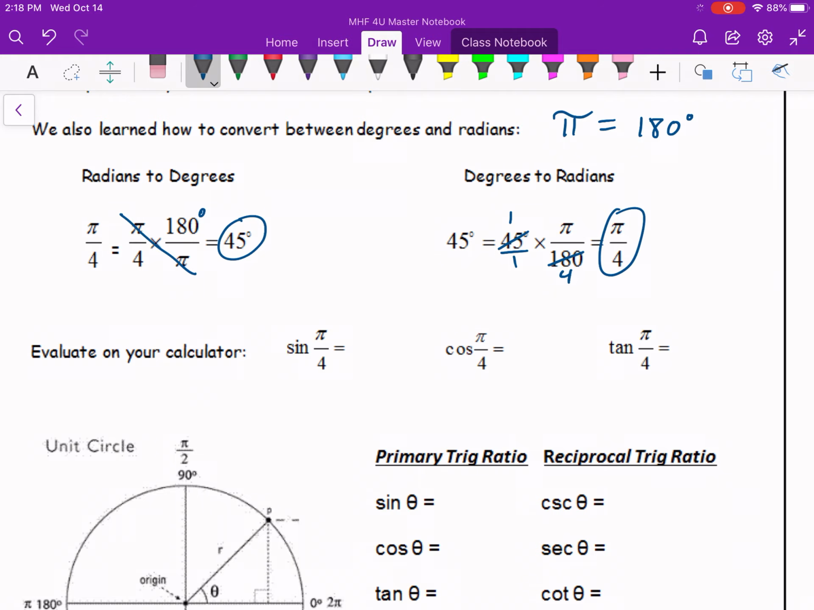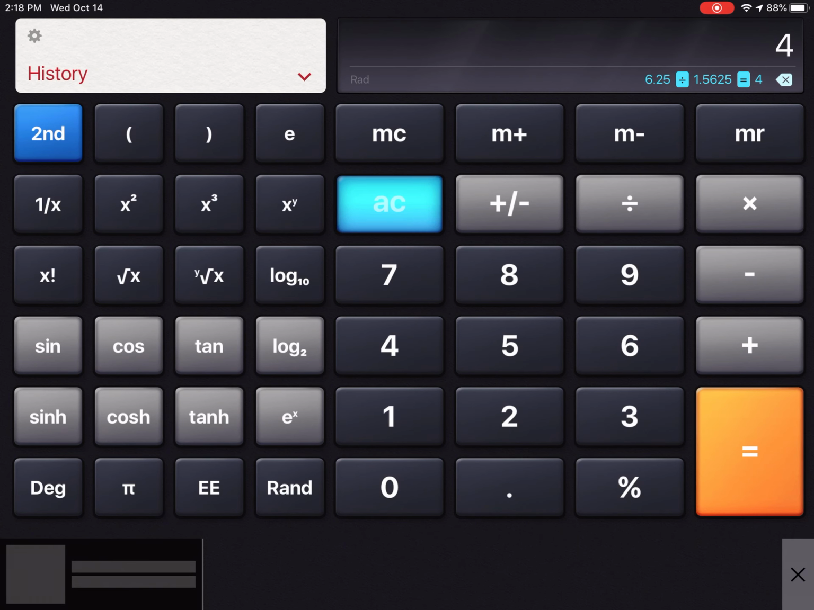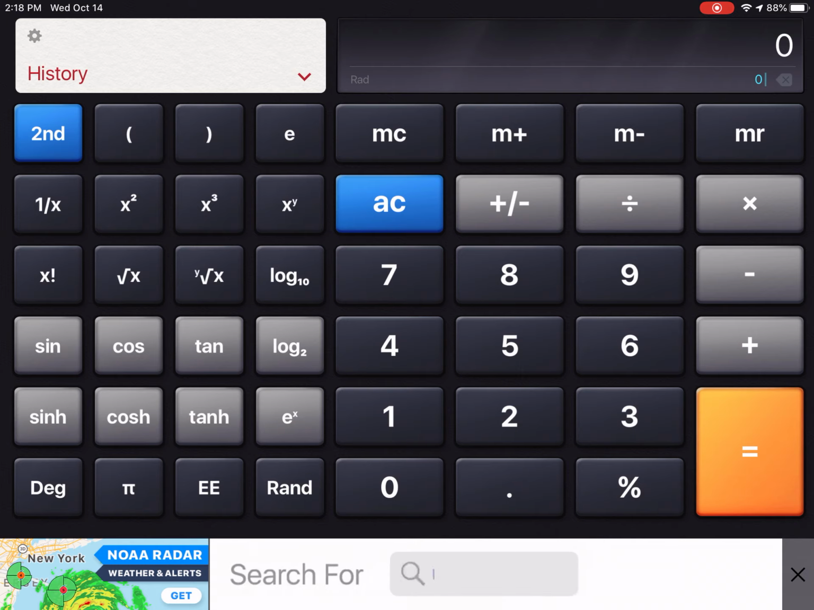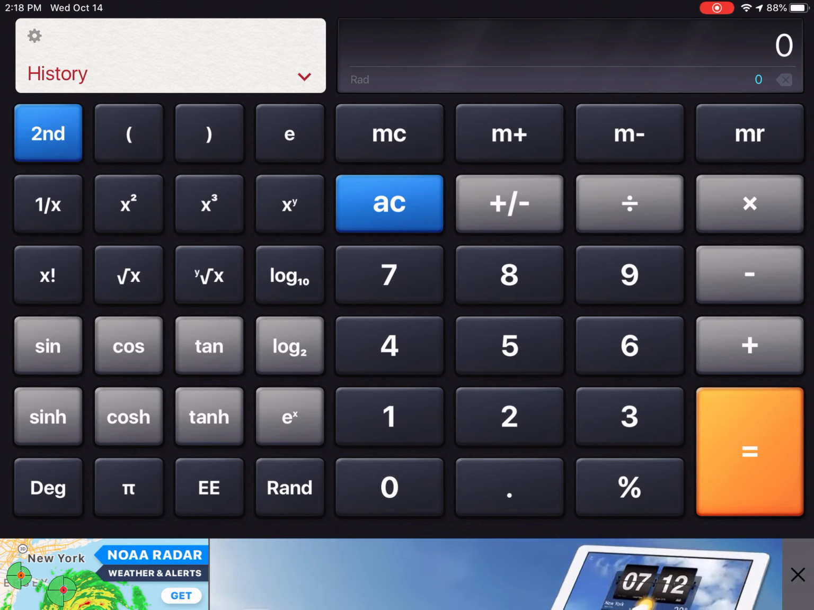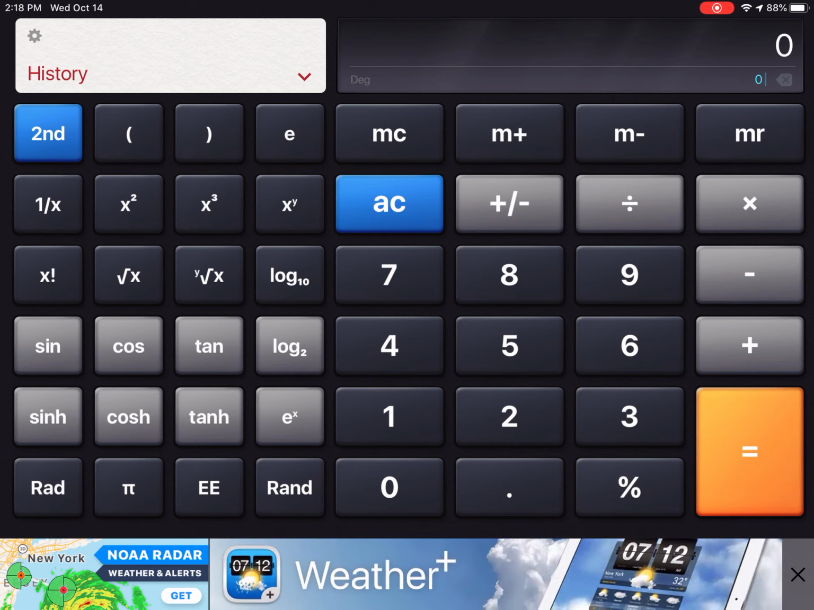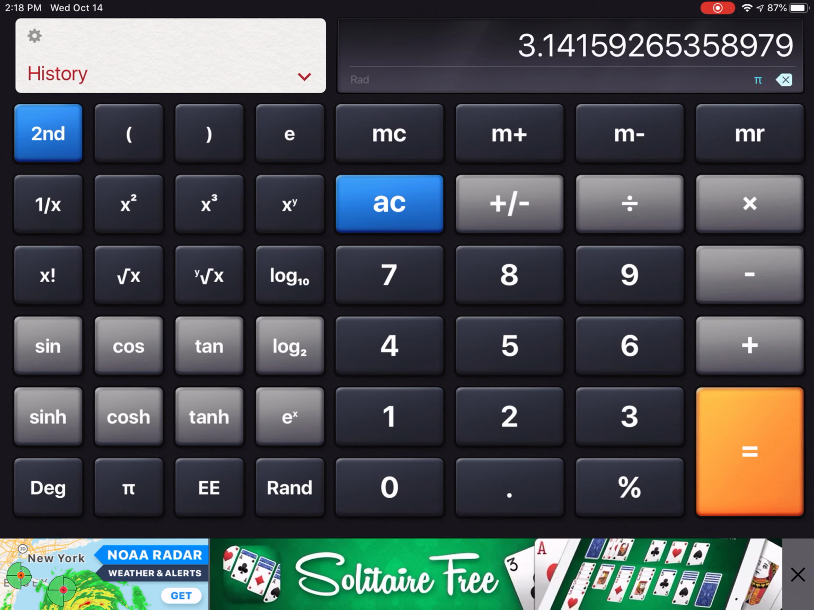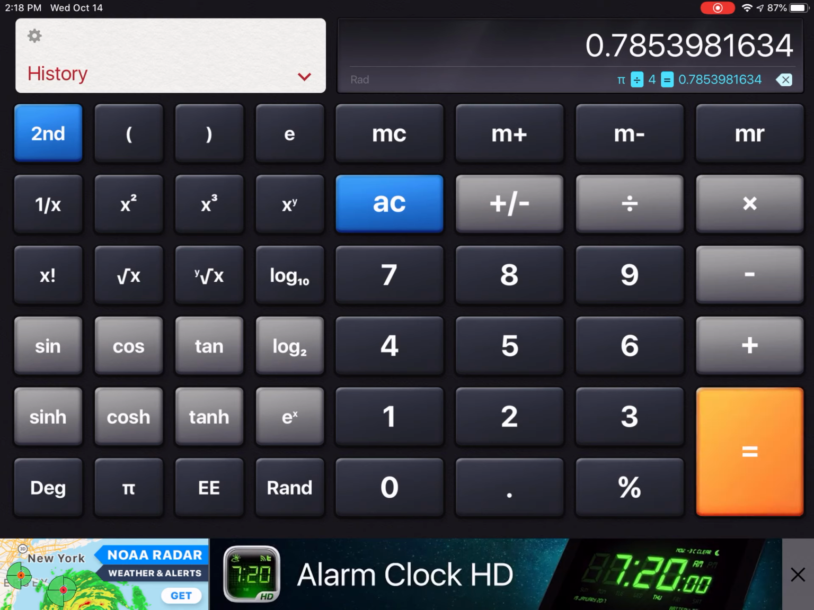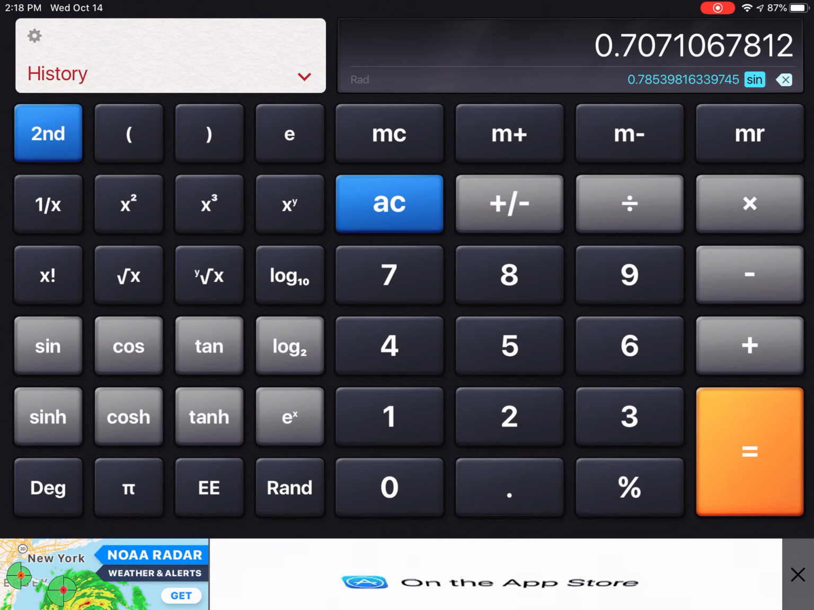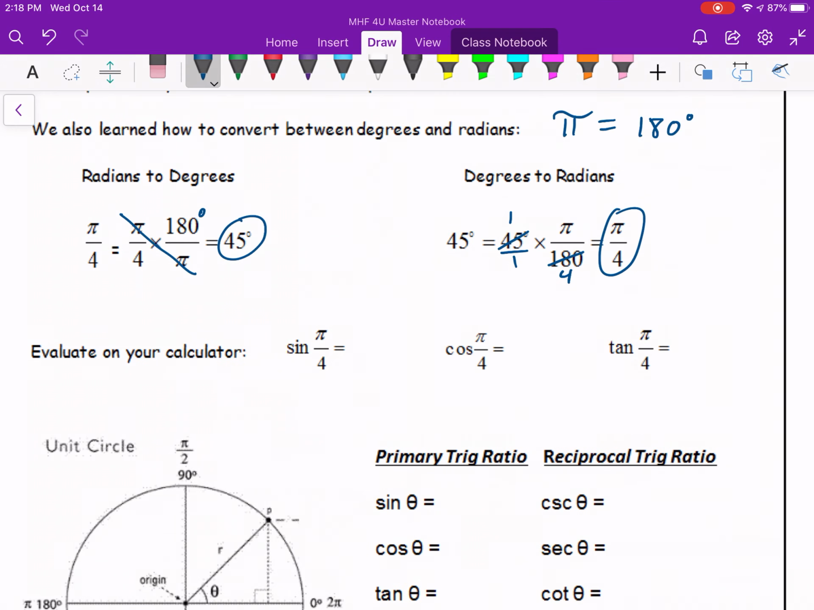We can type things in our calculator. We can do it in radians. Sine of pi over 4. We have to make sure our calculators are set to radians. Mine is set to radians. I think in the bottom left-hand corner it says degrees, which would change it to degrees, but it's on radians now. So if I want to do the sine of pi divided by 4, for this calculator I have to do the fraction first, then I hit sine. I got 0.7071 to be exact.